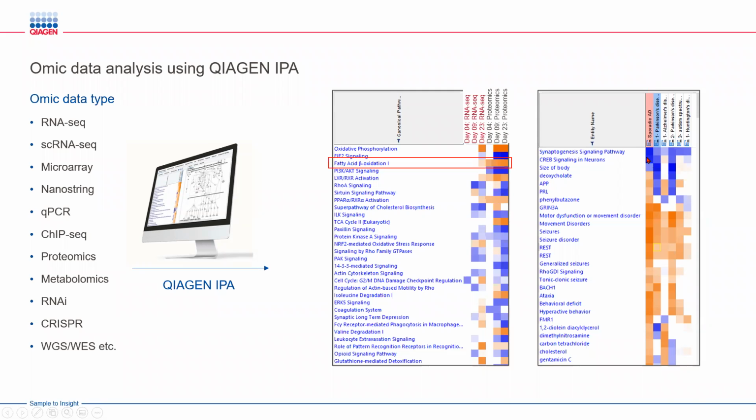And all of this that I just showed you is possible because IPA is driven by its powerful knowledge base, and it has over 8 million literature-based data points that we have curated over several decades. And this allows IPA to interpret any type of omic data, and you will be able to generate all these results from IPA.